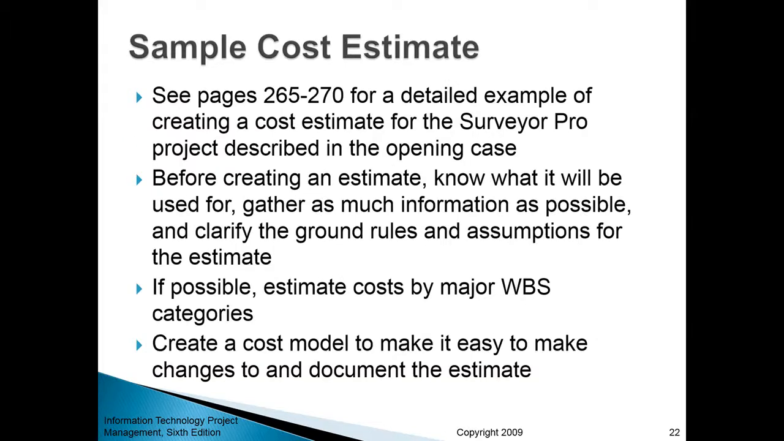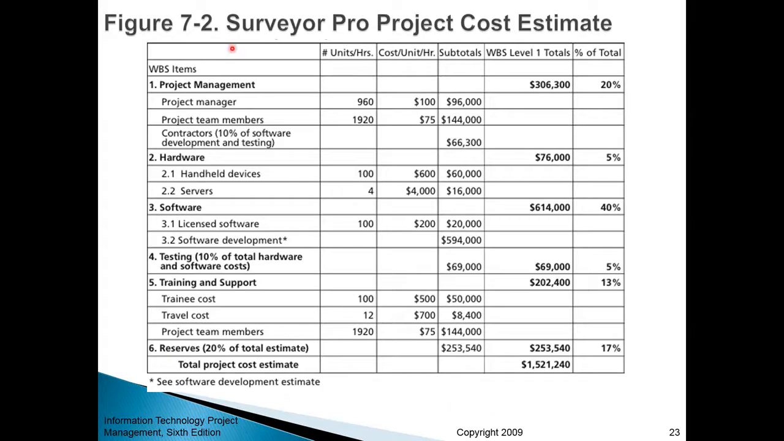So what we're going to do next, we're going to look at some sample cost estimates. A few comments before I show you this table. First of all, it's based on the work breakdown structure. So you take your work breakdown structure and you see all those categories, and then you try to come up with a reasonable estimate for every item in the work breakdown structure. So it's something along those lines.